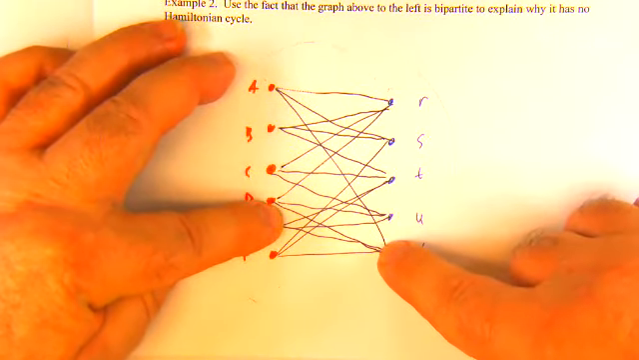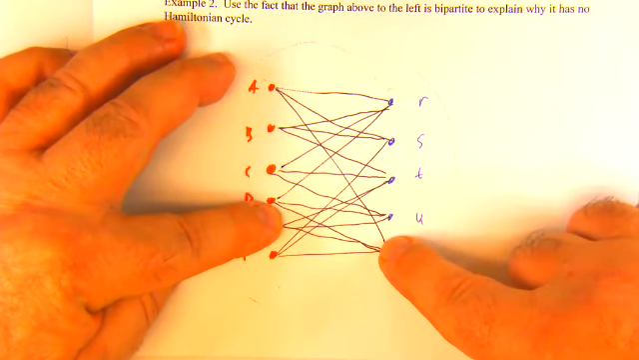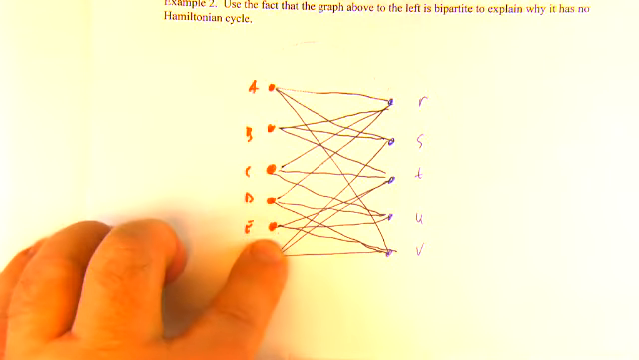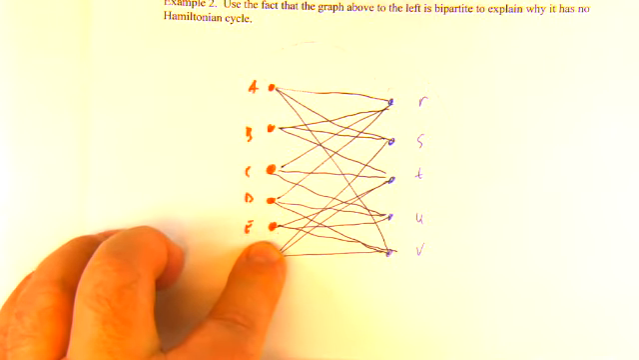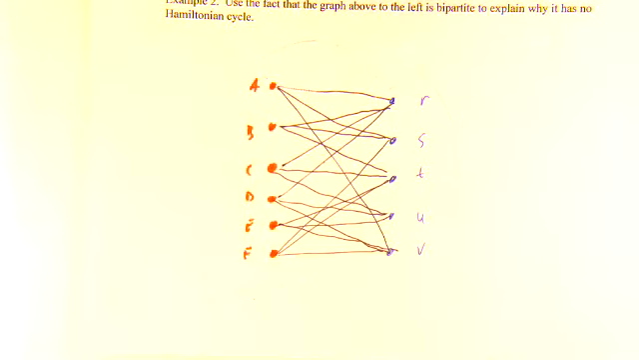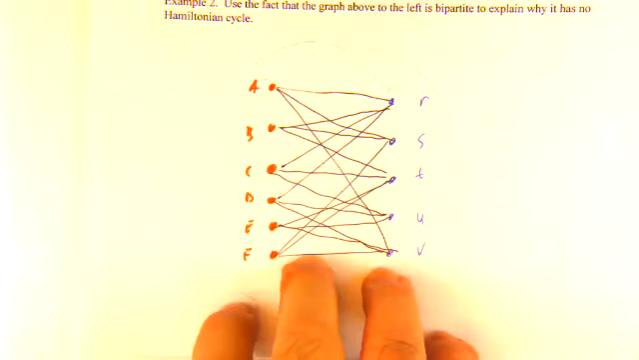So if we go A, R, B, S, C, T, D, U, E, V. Well, from V, we can go back to F, but then we can't get back to A, right? Because we don't have another blue vertex to connect to and then go back. So I've got more red vertices than blue vertices, so I can't have a Hamiltonian cycle because I always have to go red, blue, red, blue, red, blue, and I just don't have enough blue vertices to do it. So this particular bipartite graph, because it's bipartite, tells me why it doesn't have a Hamiltonian cycle.